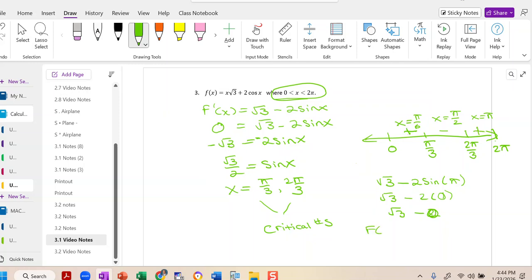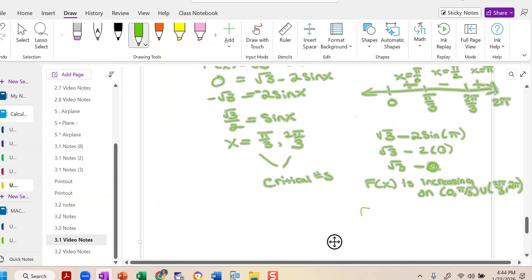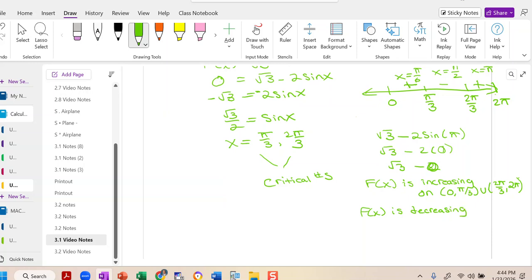So f of x is increasing on the interval 0 to pi over 3 and 2 pi over 3 to 2 pi. And then it's decreasing from pi over 3 to 2 pi over 3.